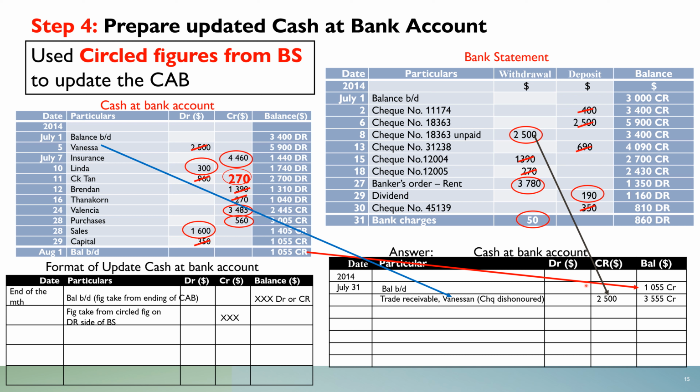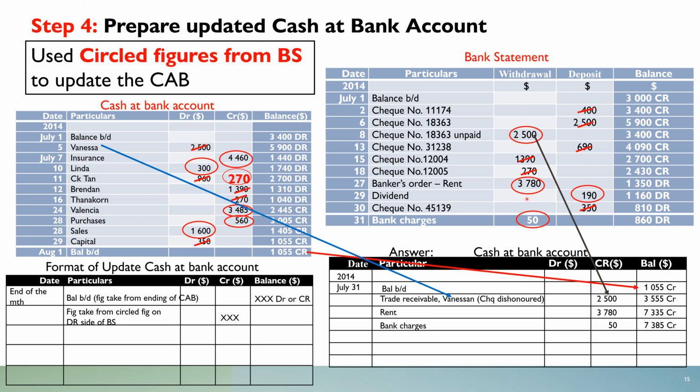Then the next figure I'm going to transfer down is this one. What is the account? It's given here: rent. Never record banker's order, because banker's order is a bank's term. Write down the proper account name, which is rent. And then the next figure I'm going to drop down is 50. The account will be bank charges.